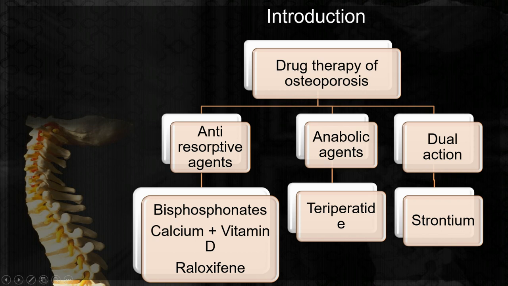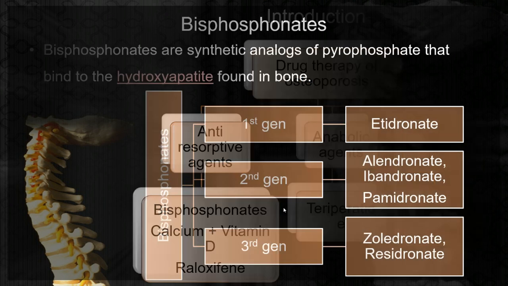Basically, the drugs used for management of osteoporosis are divided into three groups. The first group being anti-resorptive agents, which we most commonly use. The second group are anabolic agents. The third group is the agents which have both anti-resorptive action as well as anabolic action. The anti-resorptive agents include bisphosphonates, calcium with vitamin D, and raloxifene. The anabolic agents majorly include teriparatide. The dual action drugs include strontium. Of all these groups, today we are going to talk more about bisphosphonates.